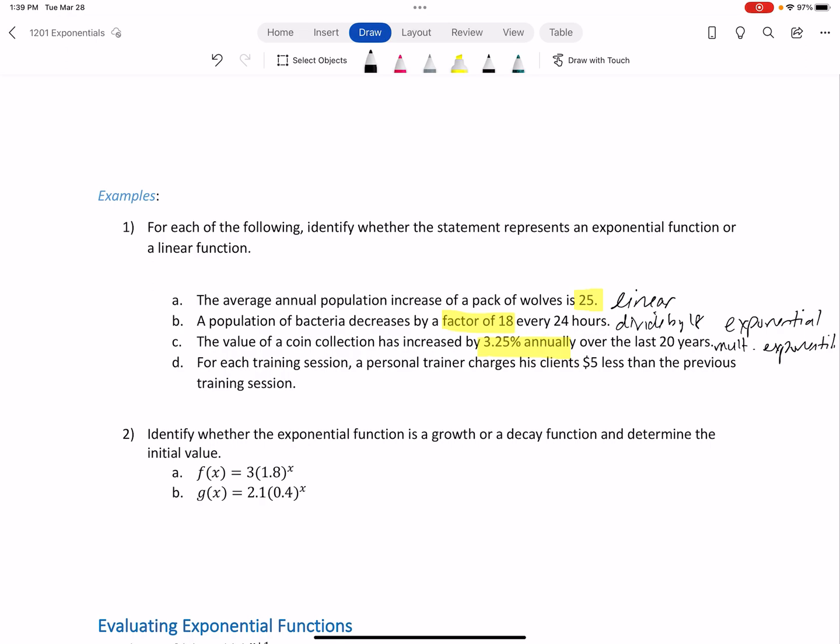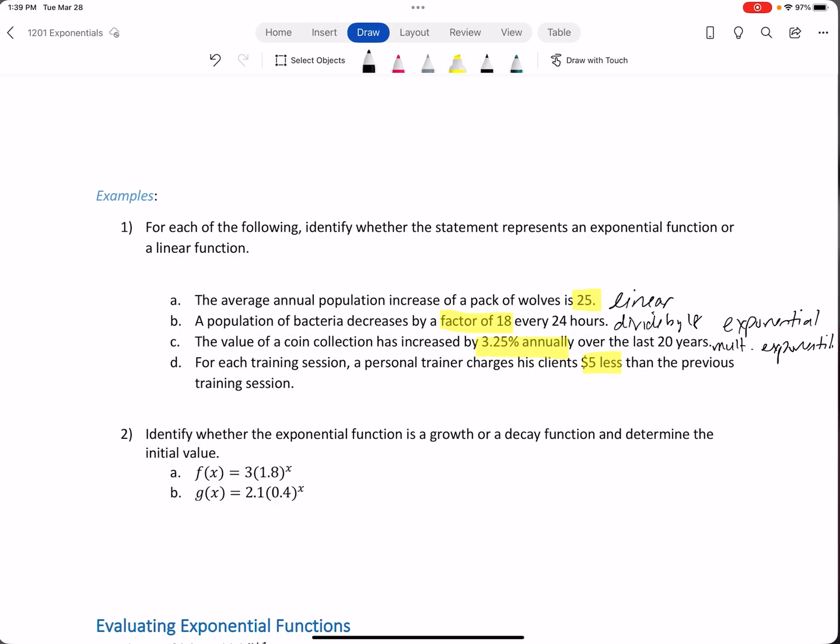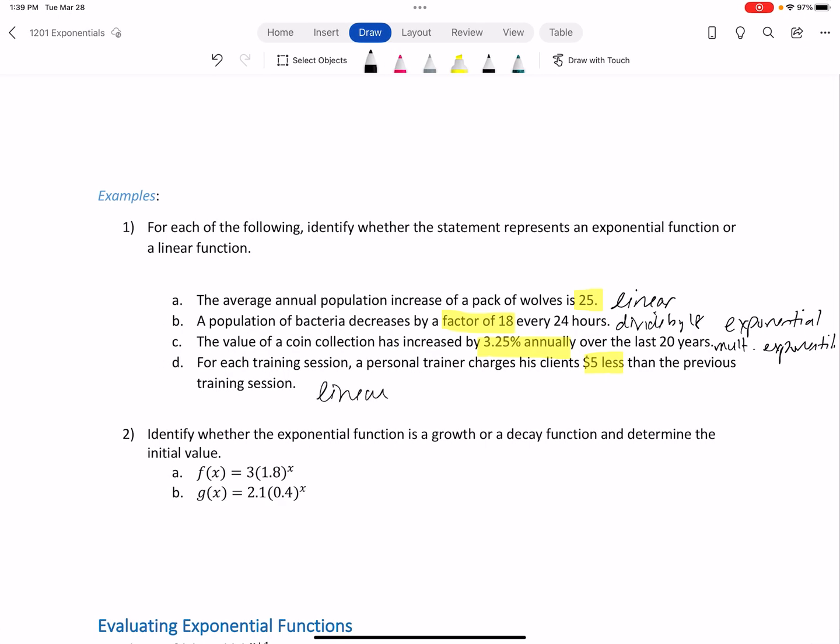And then for each training session, a personal trainer charges his clients $5 less. So he's not multiplying by 5, he's just taking away $5 from the cost every time. So linear.